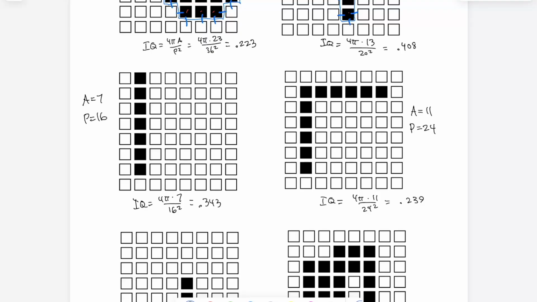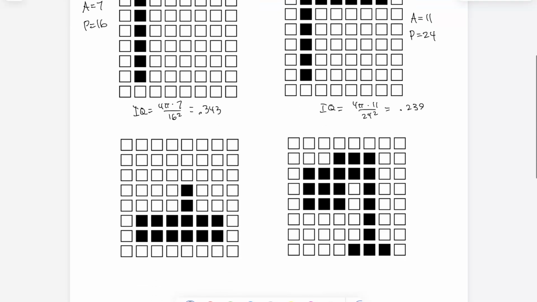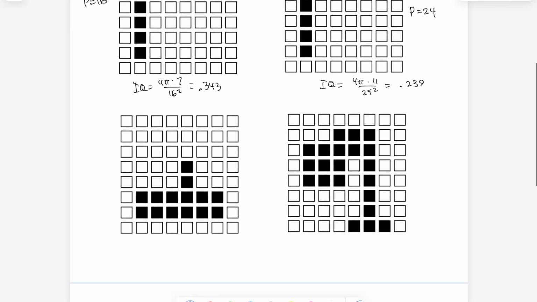All right. Anybody agree or disagree? That's what I got. That's all I'm saying. I suppose I'm just as likely to mess up the calculator step as you are. This one here, I got an area of 14 and a perimeter of 20, which gave me the IQ of 0.439. And then the one on the bottom right corner, I got 21 for the area and 32 for the perimeter. So like I said, you should be getting exactly the same values here as I am if you're doing it right. Although it's easy to mess it up a little bit.